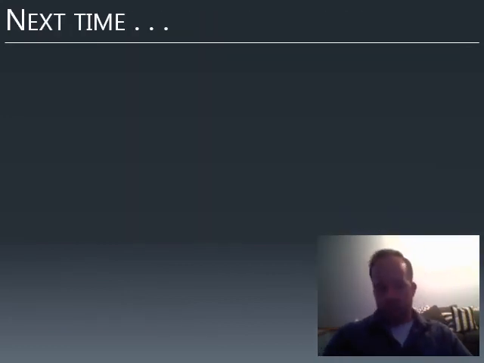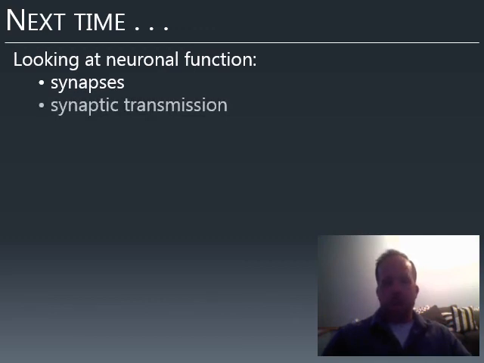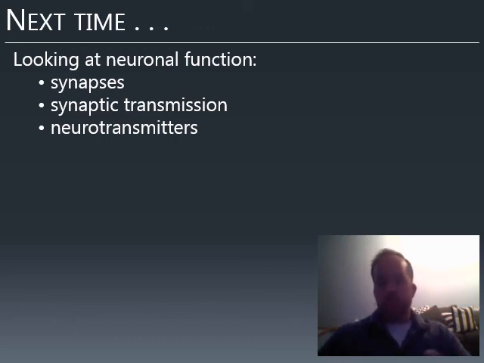Okay, so that is it for this time, talking about neurons. Next time, we'll look at another aspect of neuronal function, and that is how neurons transmit information from one neuron to the next. And they do this at junctions called synapses. So first we'll talk about synapses physically, what they look like, what their structure is like. Then we'll talk about transmission, so how information passes from one neuron to the next. And then we'll talk about neurotransmitters, which are the chemical messengers that allow one neuron to send information to the next neuron.